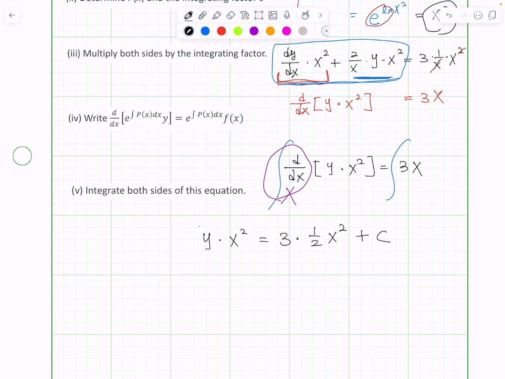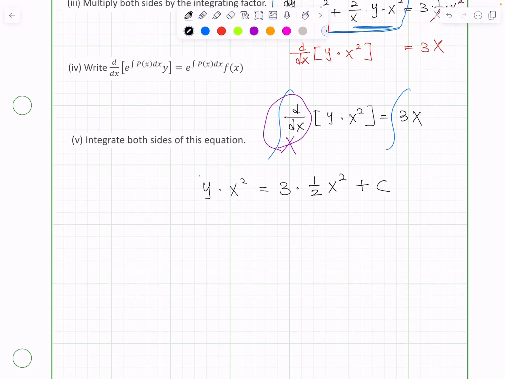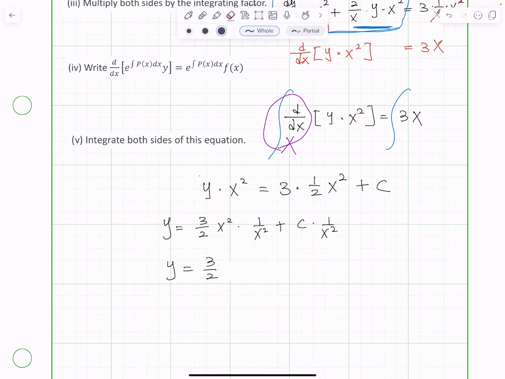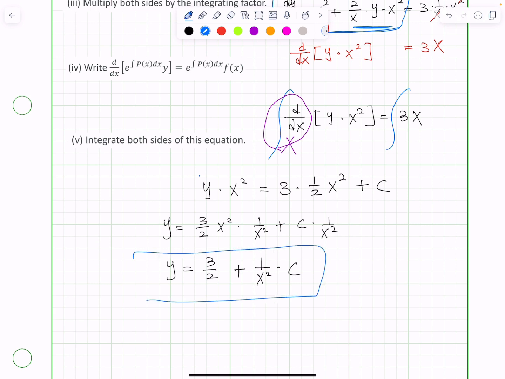Okay, so that's it. If I ask you to find the explicit solution, then we need to isolate y. So y equals 3 over 2 x squared times 1 over x squared, plus C times 1 over x squared. So we can rewrite this one more time: y equals 3 over 2, plus 1 over x squared times C. That's it.